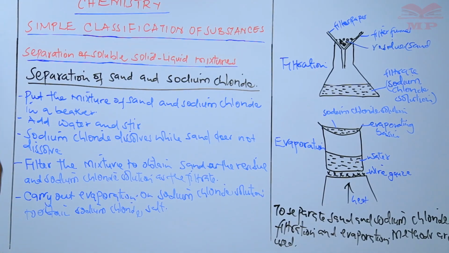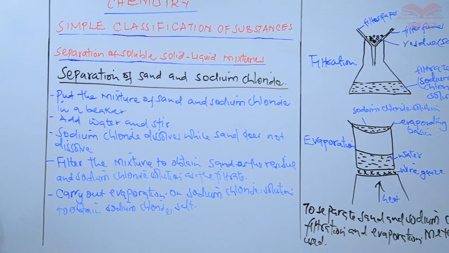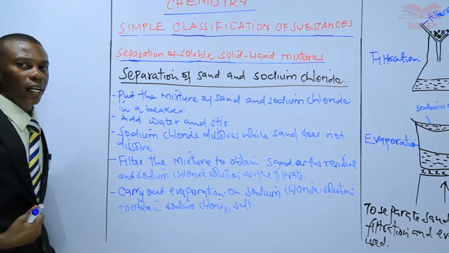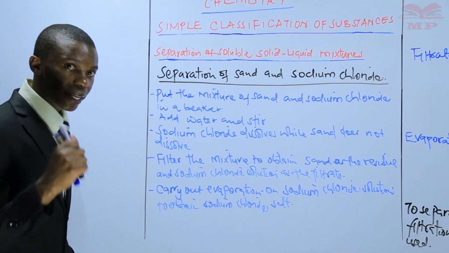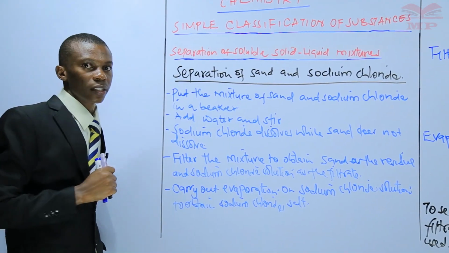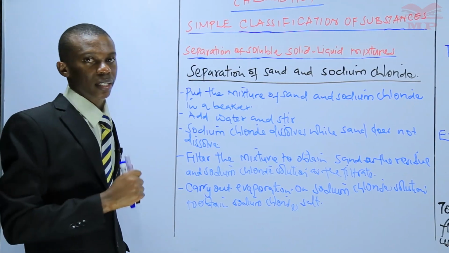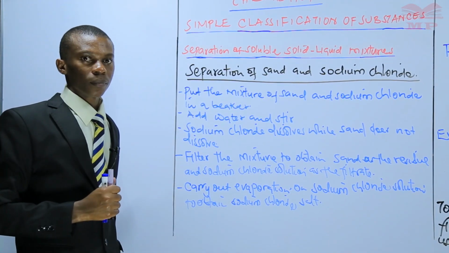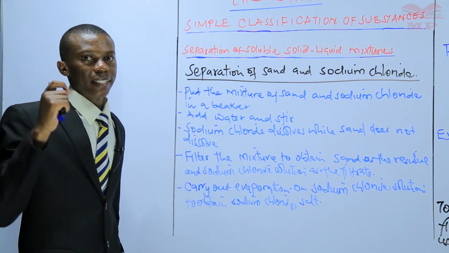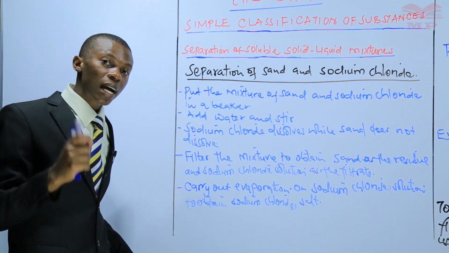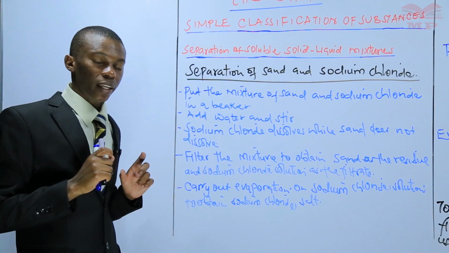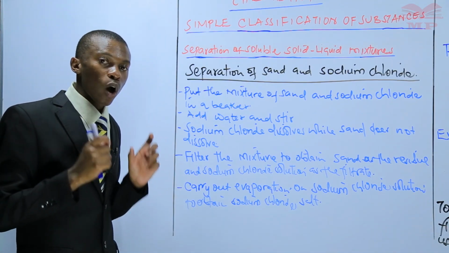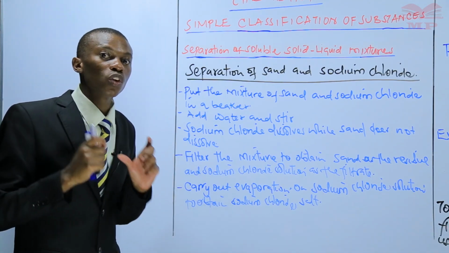Maybe now to repeat what I've said, the first step was to put the mixture in a beaker. Remember the mixture is sodium chloride and sand. When you put them in the beaker, you add water and stir. When you stir, sodium chloride is going to dissolve while sand does not dissolve.